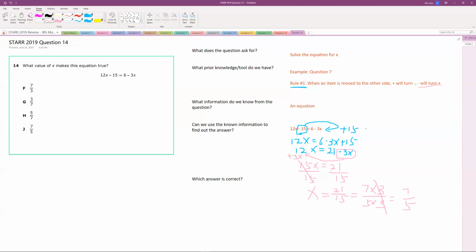So the steps: first, I move all the numbers to the right side. Then I move all the x parts to the left side. Remember, when you move an item to the other side, the positive and negative signs will turn. After I have all the x on one side and all the numbers on the other side, you divide by 15 on both sides. And lastly, you simplify the answer, and you have the final answer, which is 7/5. The answer is J. Did you get the correct answer?